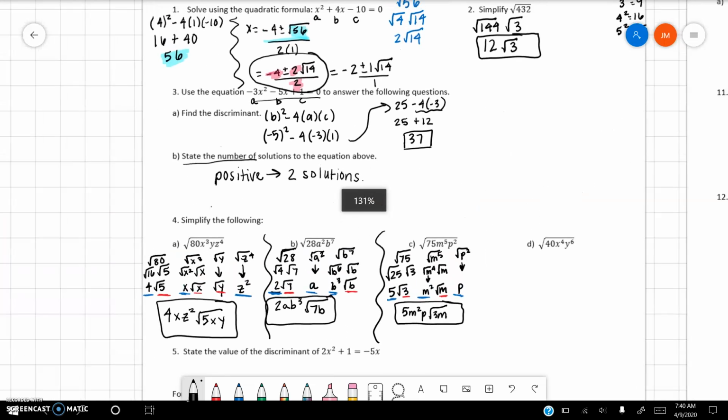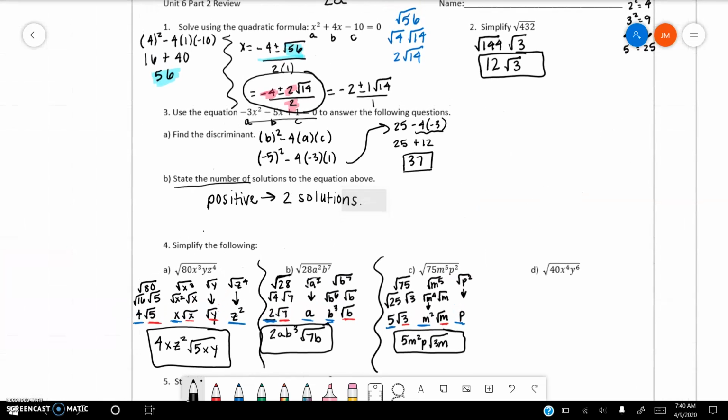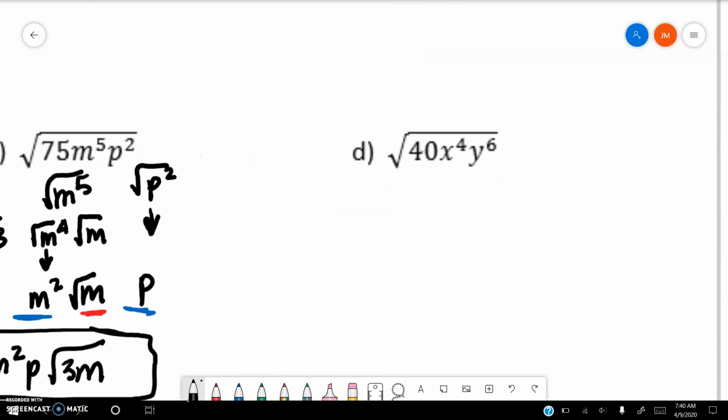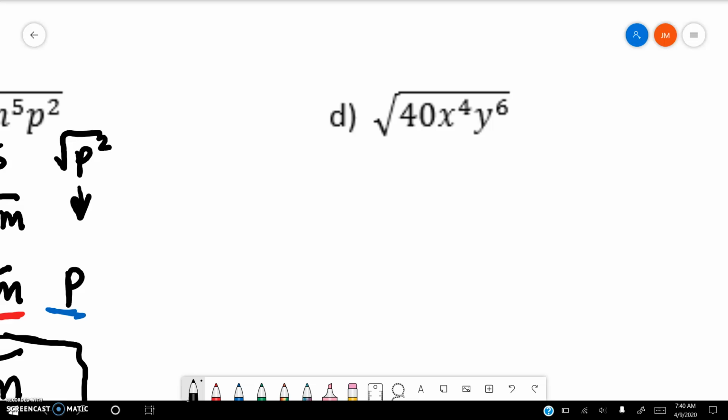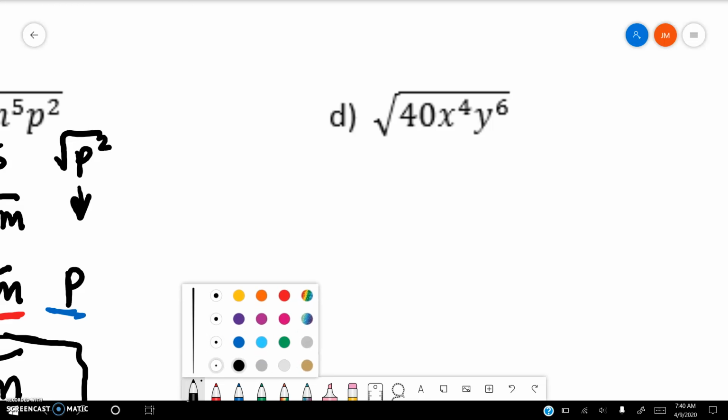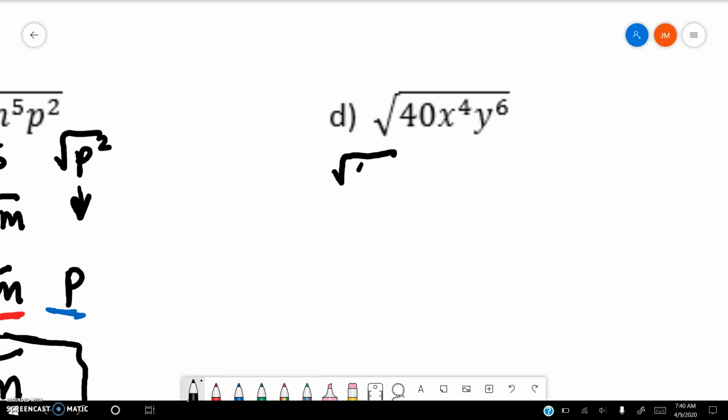All right, so I am going to start a new video for, oh, I didn't see D. We can do this one as well. And then I'll start a new video for the other ones. So for this, start with the 40. 40 can break down to be the square root of 4 and the square root of 10. The square root of 4 is 2, and then you have that 10 left over.